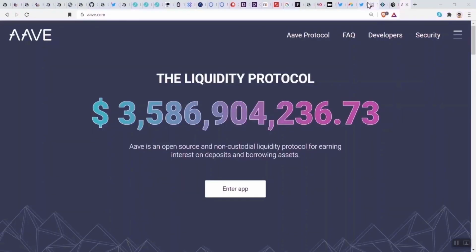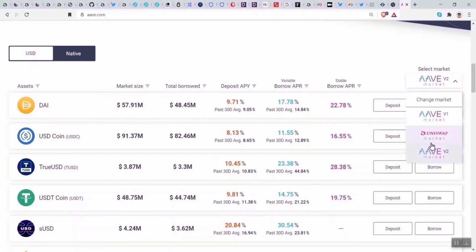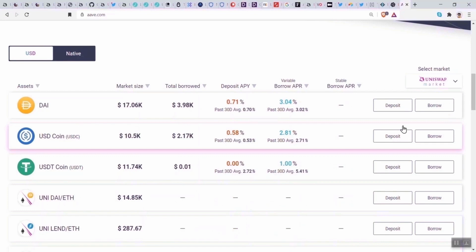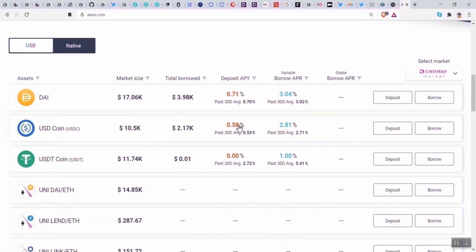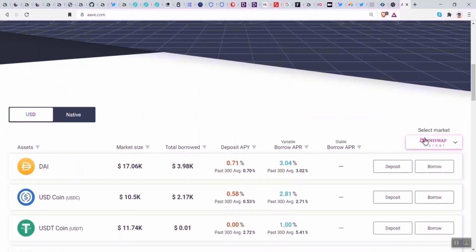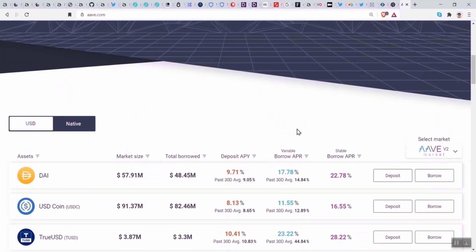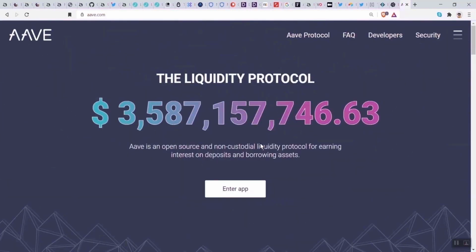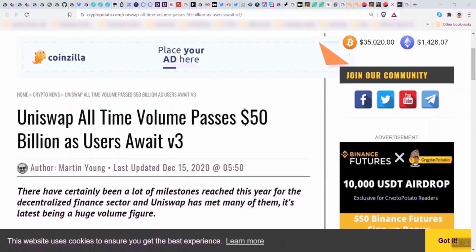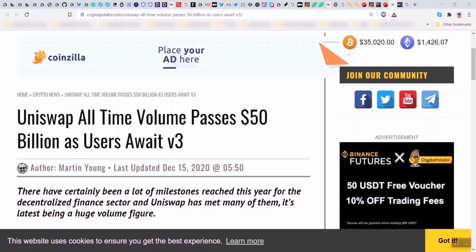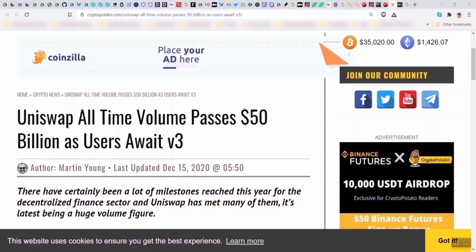In regards to other ways of using your UNI tokens, for those not looking at the screen, I'm at Aave's official website. There are Aave and Uniswap marketplaces which allow people to borrow or loan various cryptos. These rates do change every day or on a frequent basis. That is one potential use case of Uniswap if that's something you're interested in. Again, not financial advice.